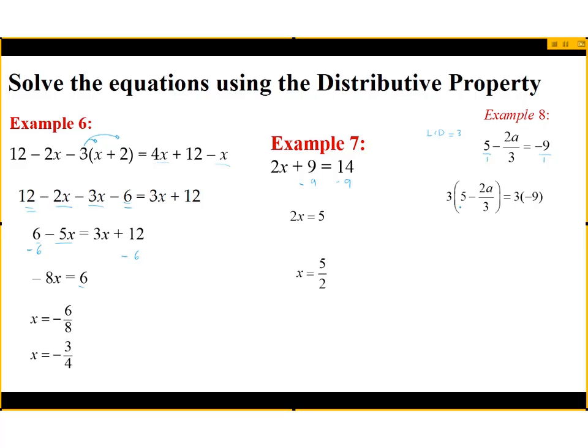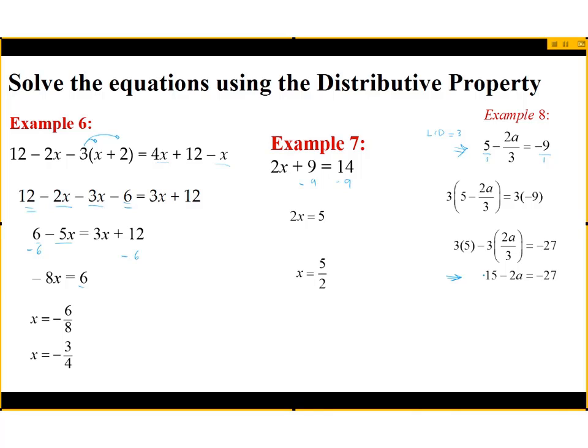If I do that, I get 3 times 5 would be equal to 15. 3 times minus 2a over 3 would be equal to minus 2a. Don't forget, each term should get multiplied by 3. 3 times negative 9 would be negative 27. So these two equations are equivalent. This equation here and this equation here. By multiplying each term by the LCD, you make the equation look simpler to solve.